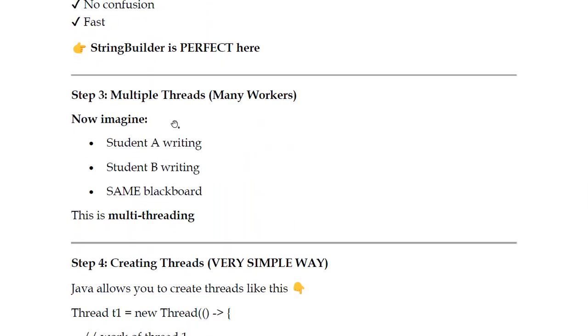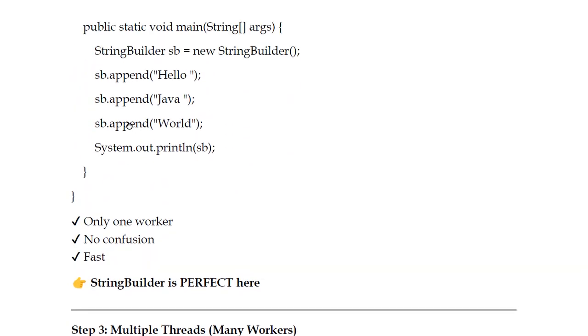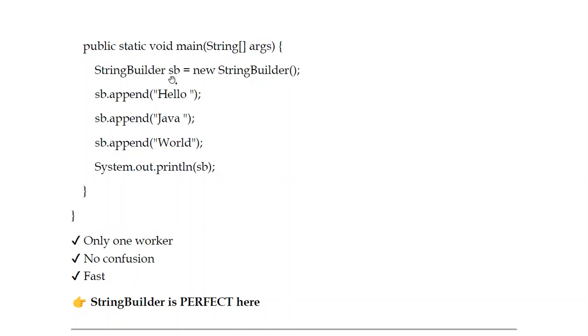Multiple threads means many workers are coming. Student A writing, student B writing, on the same blackboard. That is multi-threading. We can't avoid it. Single use means no issues.